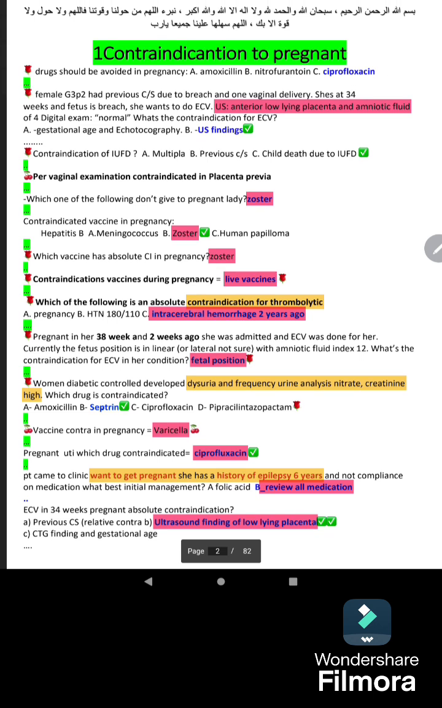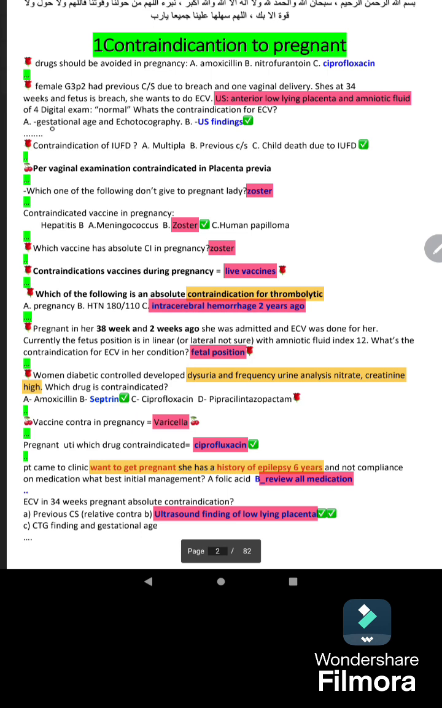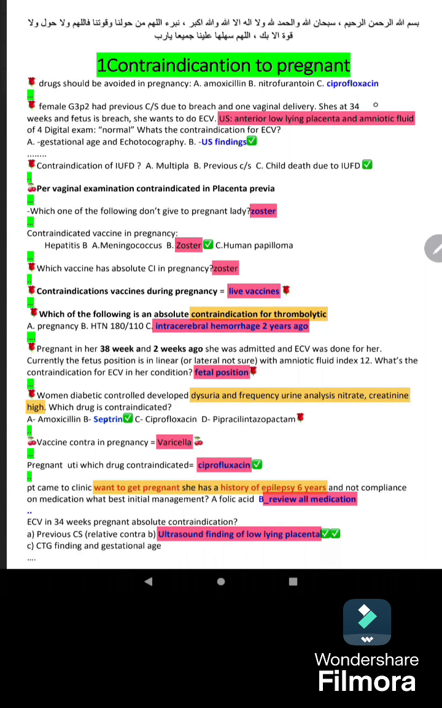What's the contraindication for ECV? So here basically the question is asking you what is the absolute and relative contraindication for external cephalic version. Again, there are two things here. The weeks are given here, but that is to confuse you, because you know that ECV is done at a later stage of pregnancy, but 34 weeks is given just to confuse you. Also, it says a breech presentation, but the contraindication and the relative contraindication are something different.